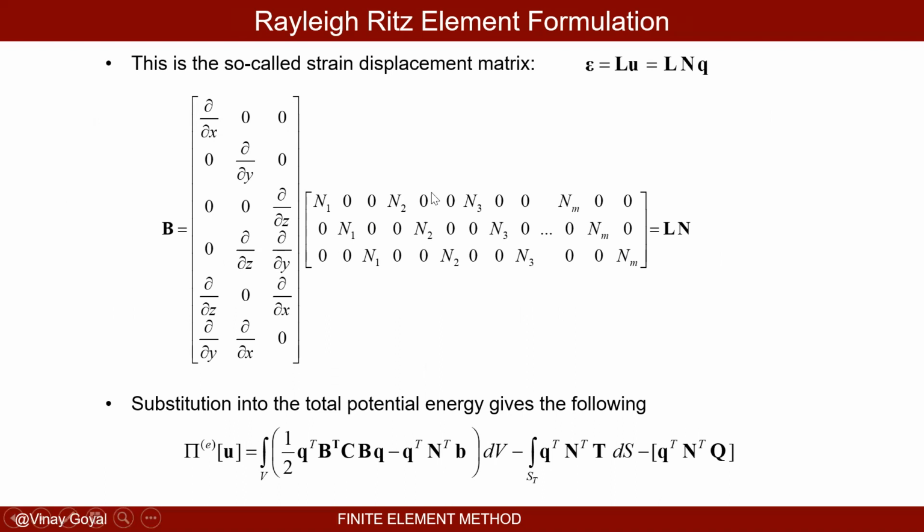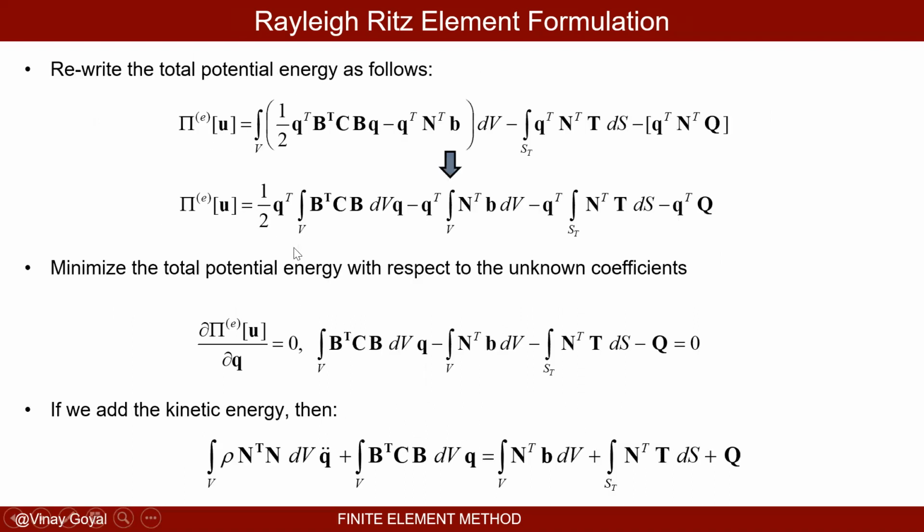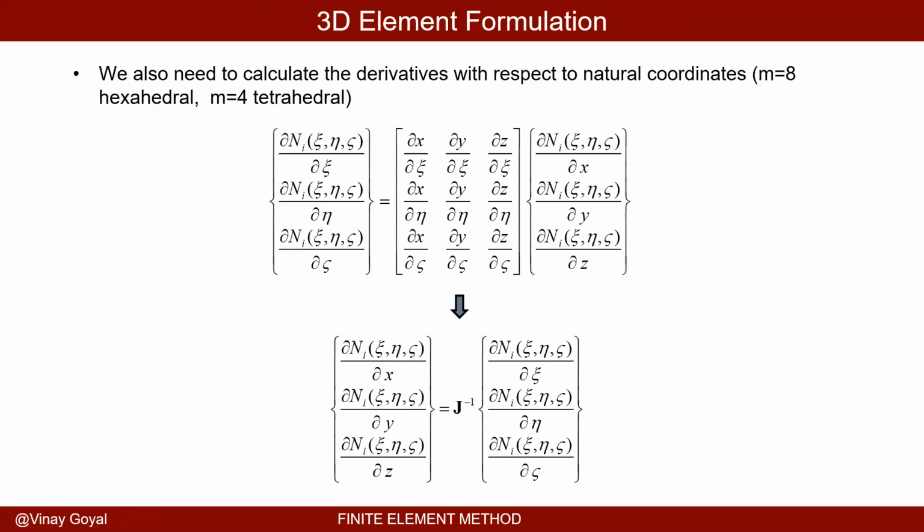But now N1, N2, and N3 up to Nm are in the natural coordinate system. So finding this partial with respect to x, y, and z is a little bit of a problem. Now, I discussed how to do that before. We can use the idea of the Jacobian. Notice how the Jacobian connects these derivatives, which I can actually calculate. And that allows me to find these derivatives that way, right? Those are the ones I want to find.